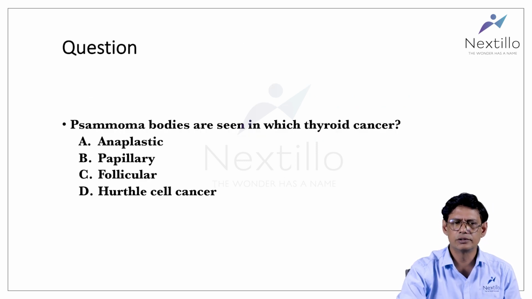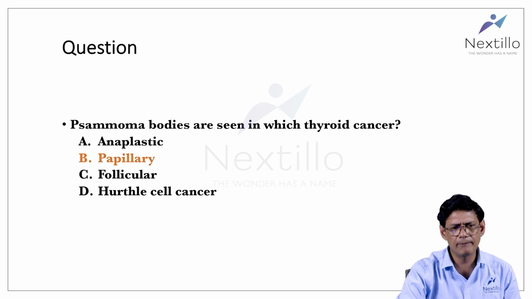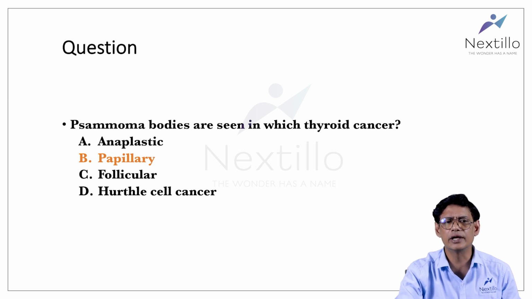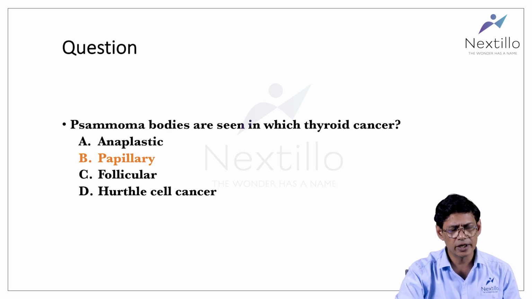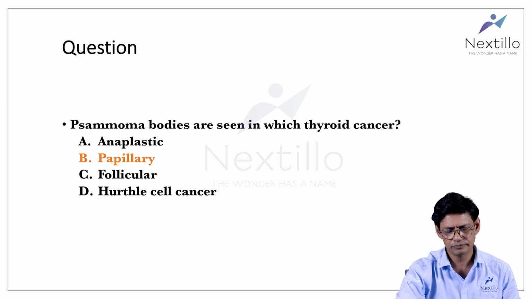Psammoma bodies are seen in which thyroid cancer? Psammoma bodies are seen with papillary thyroid cancer. Papillary thyroid cancer is the most common thyroid cancer in iodine sufficient areas, meaning in those areas where there is no deficiency of iodine. In iodine deficient areas, definitely it is follicular carcinoma which is common.